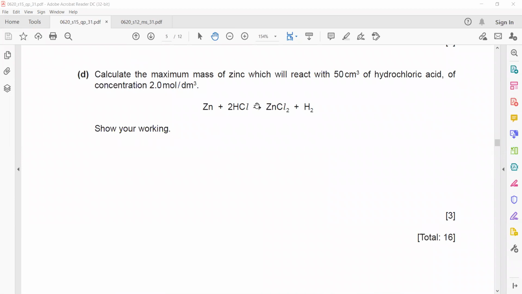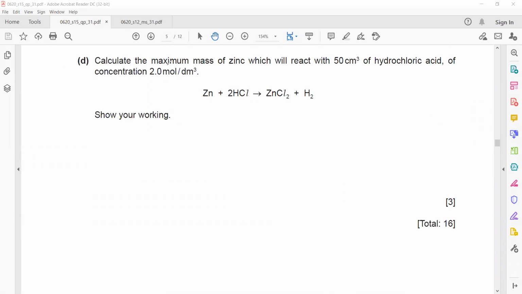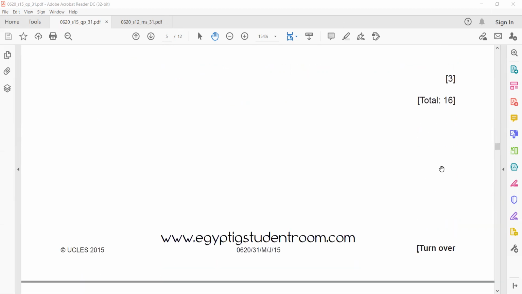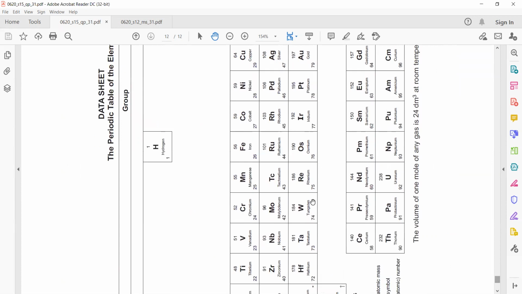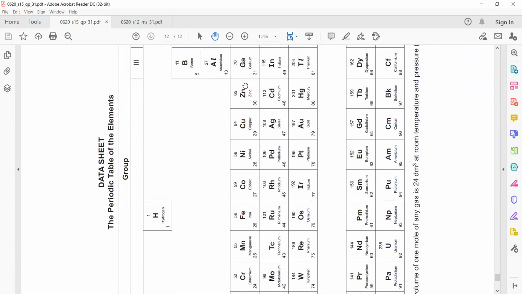Okay, in this question, calculate the maximum mass of zinc which would react with 50 cm cube of 2 mole per dm cube hydrochloric acid. So I will give you a hint. First you will get the moles of hydrochloric acid. From the moles of hydrochloric acid, find the moles of zinc, and from the moles of zinc multiply by the molar mass of zinc. Basically here the molar mass will be the atomic mass because zinc is an atom. As you can see, the position of zinc, it is 65.